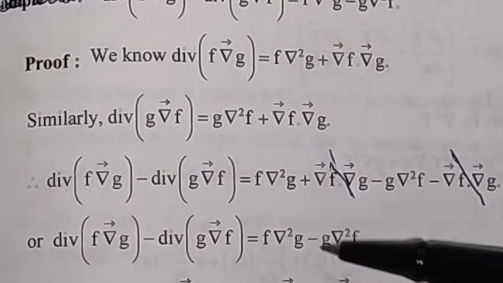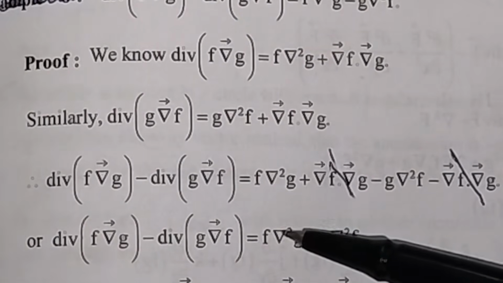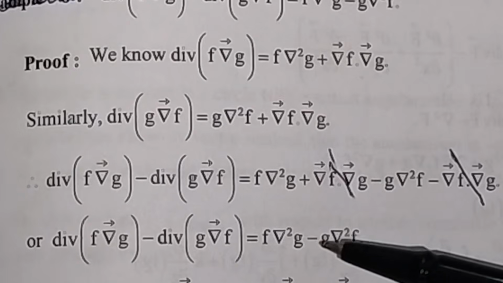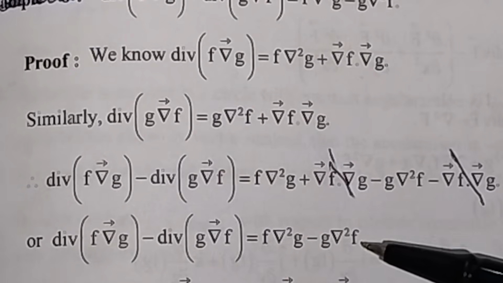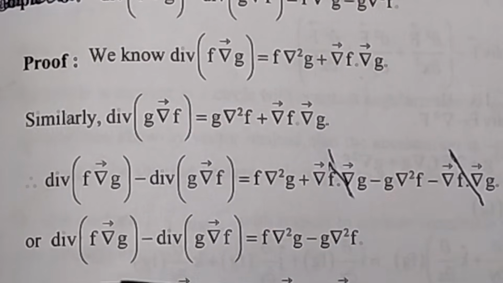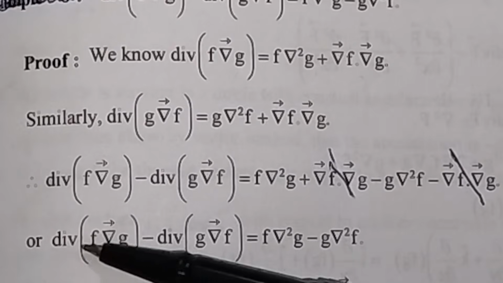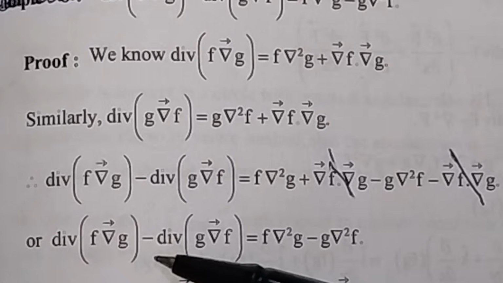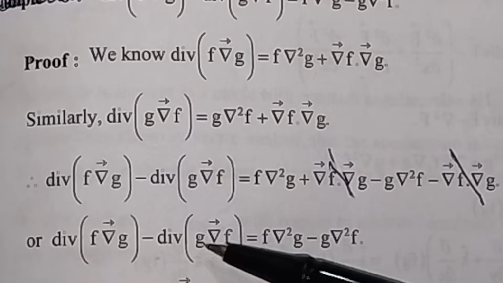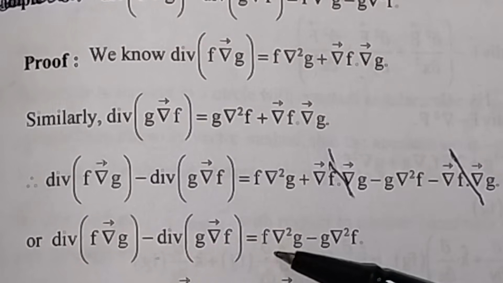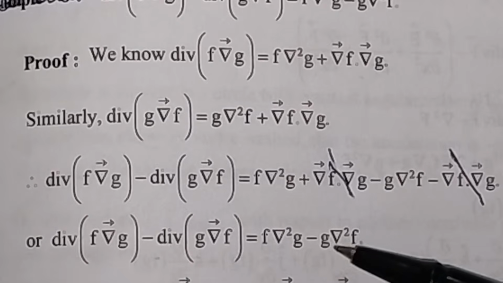So on the right hand side you have f Laplacian g minus g Laplacian f. So the vector identity is proved, that is divergence f gradient g minus divergence g gradient f is equal to f Laplacian g minus g Laplacian f.